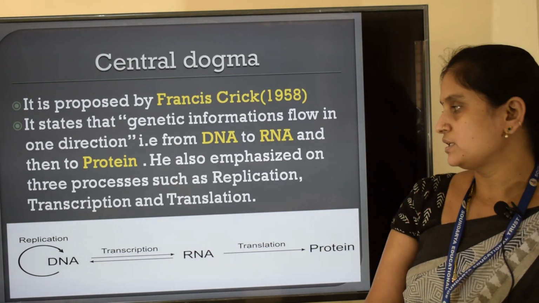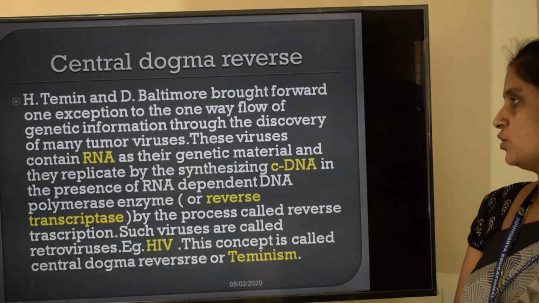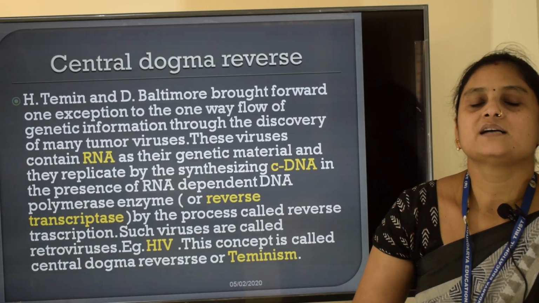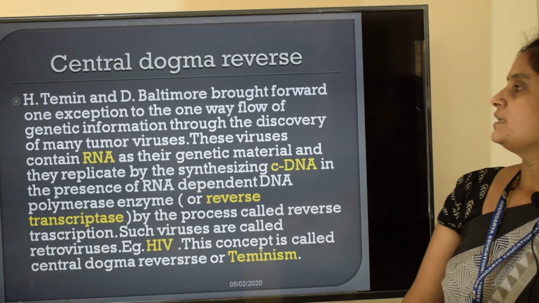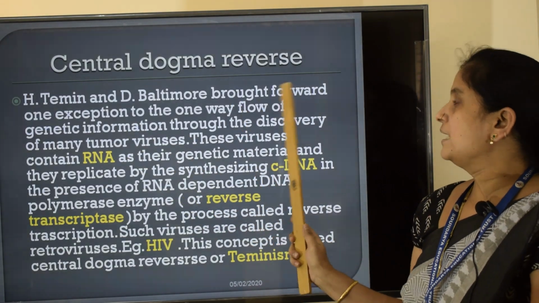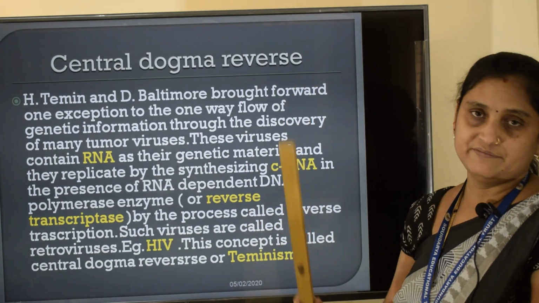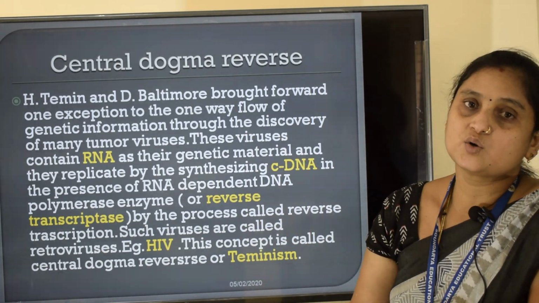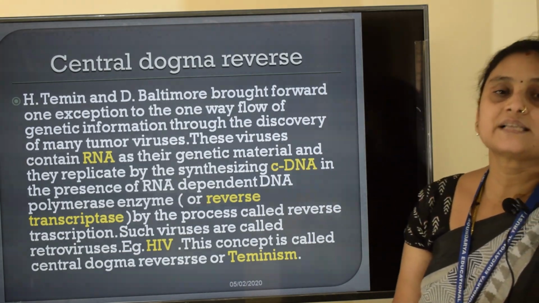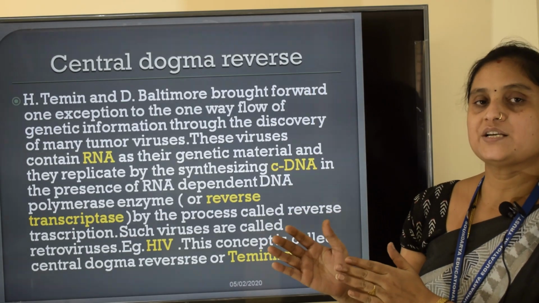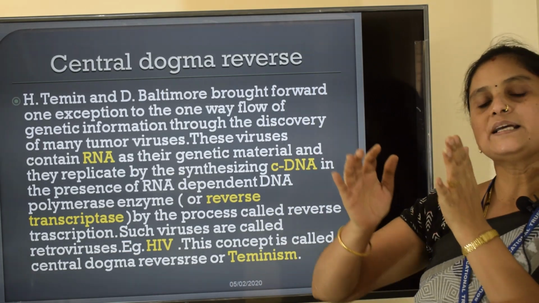Now we shall move on to another concept where Temin and Baltimore brought forward an exception to the central dogma. So what is that exception? H. Temin and D. Baltimore brought forward one exception to this central dogma, called central dogma reverse. Why? What is the meaning of this? See, central dogma says that the flow of genetic information is in only one direction, always from DNA to RNA, from RNA to protein.